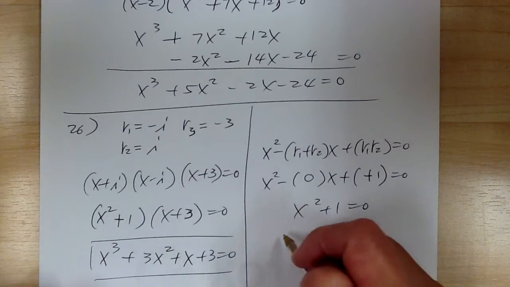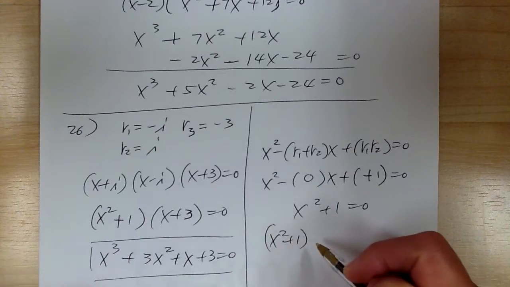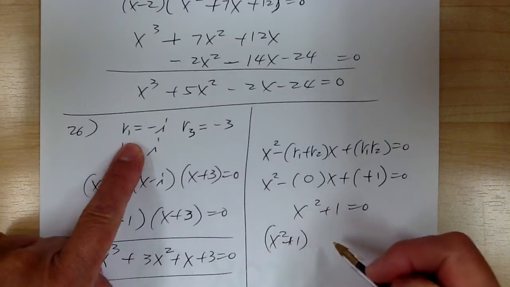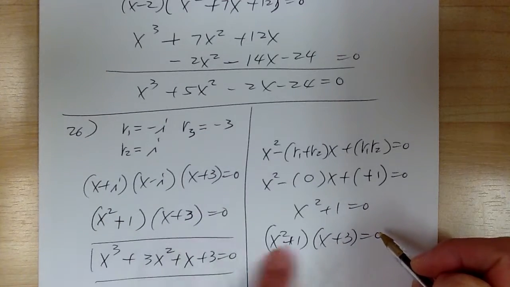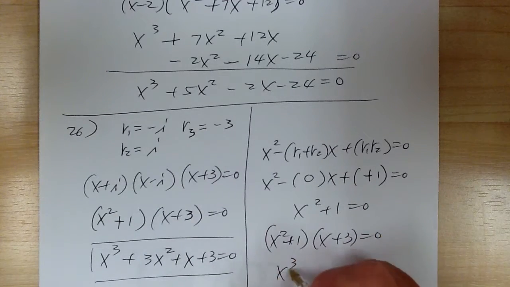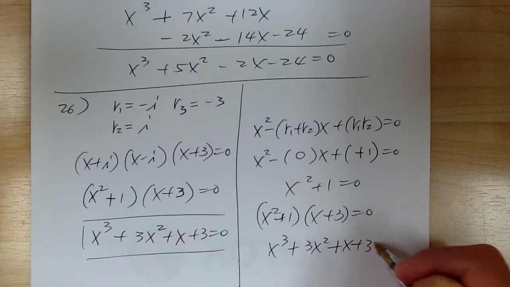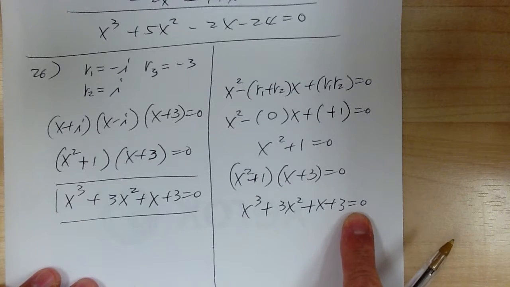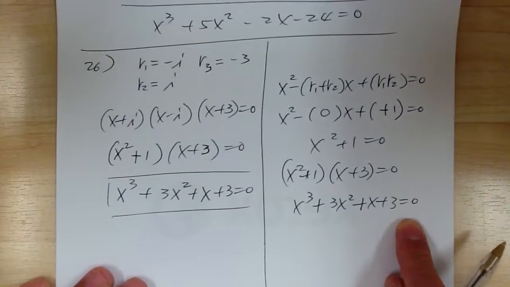And so from here, you're gonna have the x squared plus 1. Right? This is from this part, and you have to get the x plus 3. And from here, they're the same, right? So you're going to get x cubed plus 3x squared plus x plus 3 equal to 0. And when you're looking for equation, make sure you have equal to 0. If you don't have equal to 0, then it's not an equation, and then the answer would be wrong.